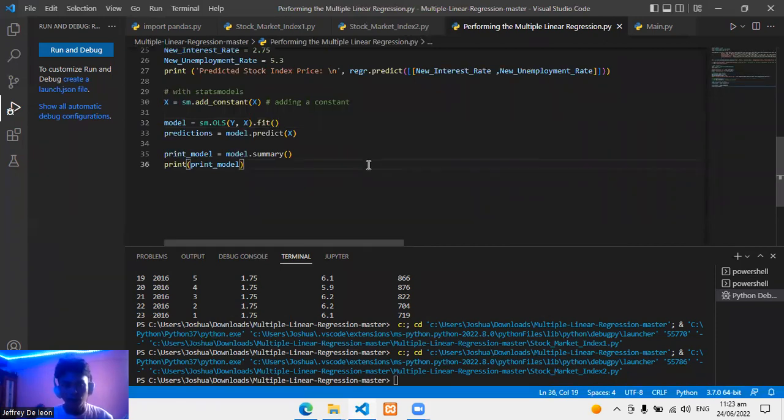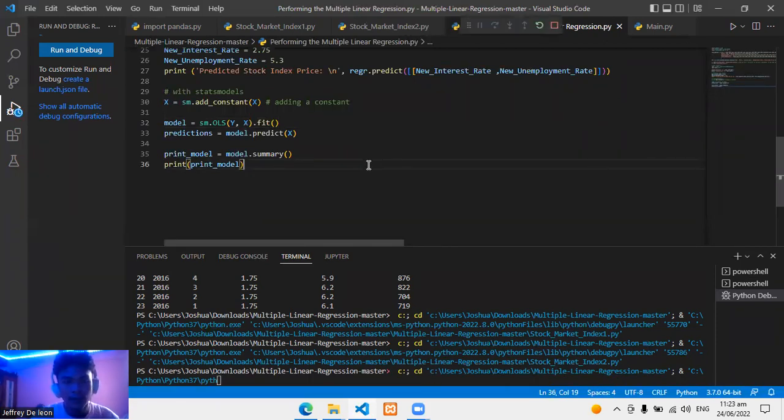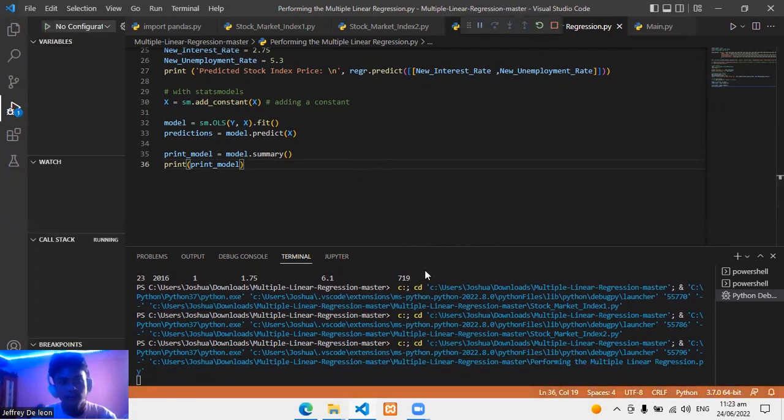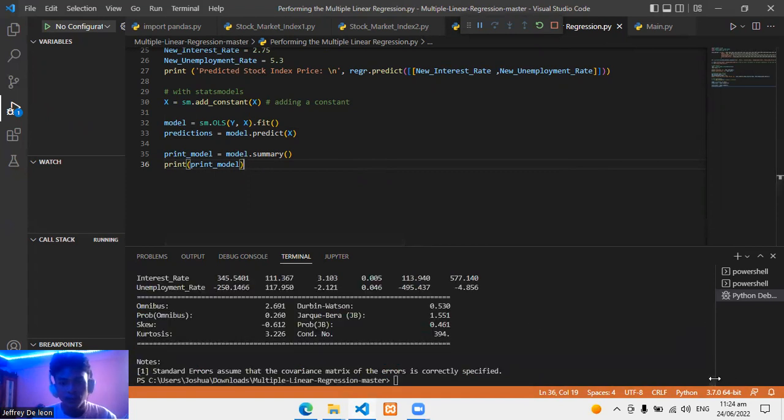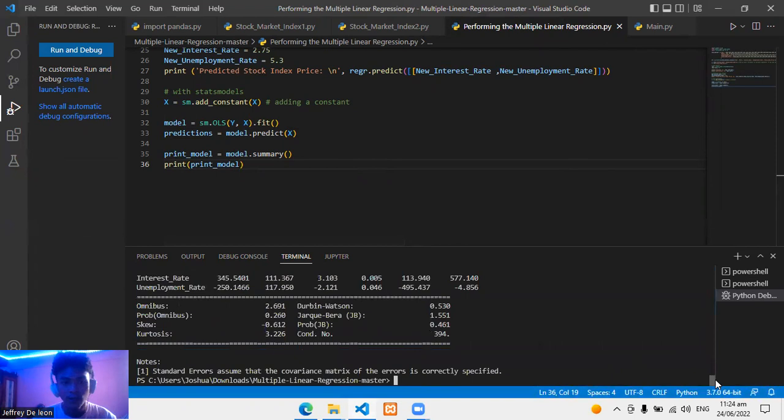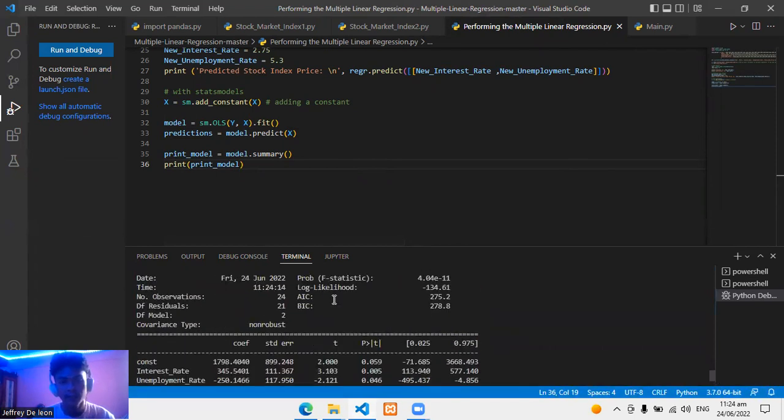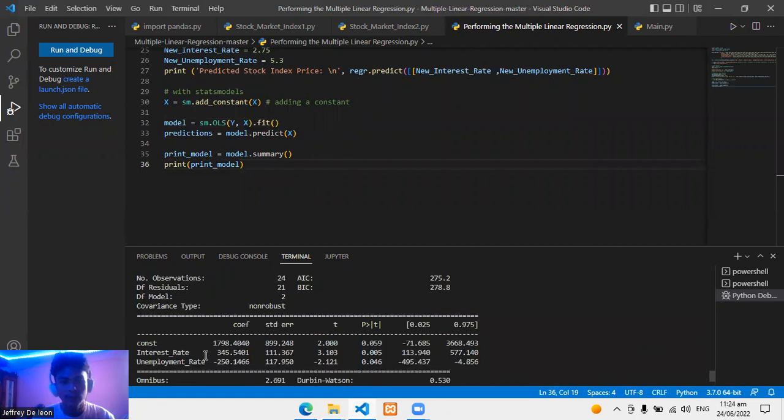So i-run po natin siya. Just wait a second. So ito po yung output na display ng ating sklearn and stat models. Meron yung ating interest rate and unemployment rate, intercept and coefficient.